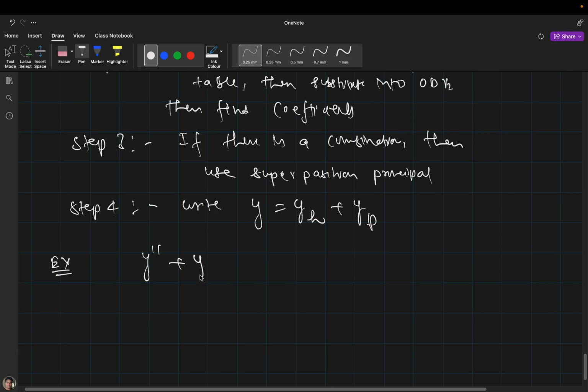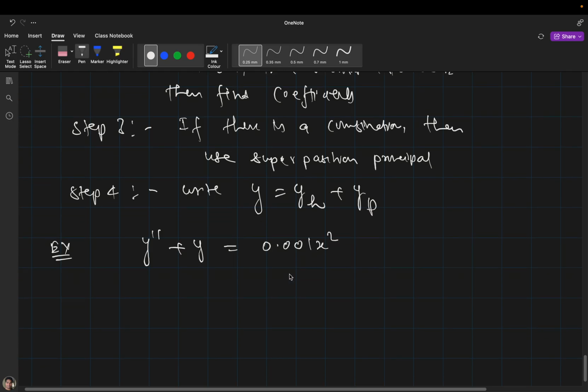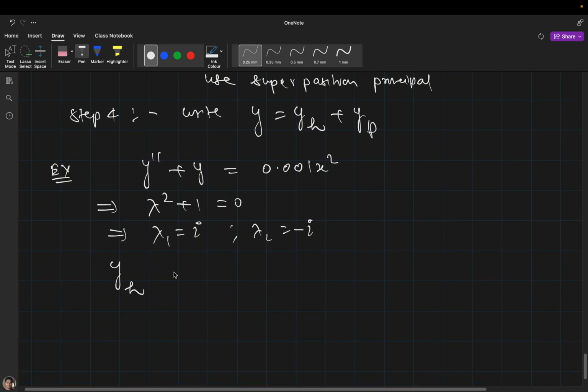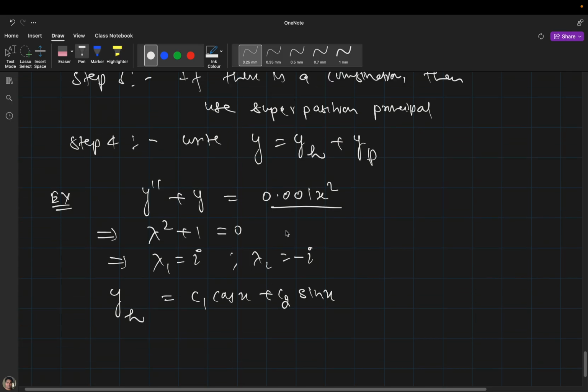I have a differential equation something like this. Okay. So what will be the characteristic equation? That will be lambda square plus 1 equal to 0. And from here I will get lambda 1 equal to i and lambda 2 equal to minus i. So clearly you can see that the homogeneous solution will be nothing but C1 cos x plus C2 sin x. This is the homogeneous solution. But we have this non-homogeneity. For that we will refer to this table.